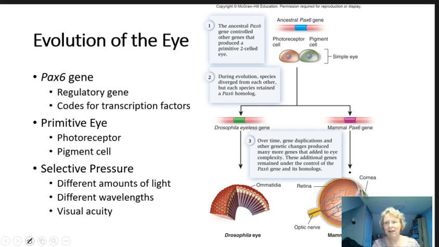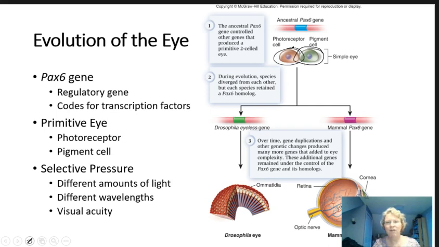The eye really is an incredible organ. One of the genes involved in eye development is PAX6, which is a regulatory gene that codes for transcription factors that will then turn on other genes. PAX6 is an ancient gene that seems to have evolved around 500 million years ago and is shared by nearly all animals. The ancestral gene controlled other genes, so it turned on other genes that worked to produce a primitive eye, essentially a pigment cell and a photoreceptor cell that could respond to light.